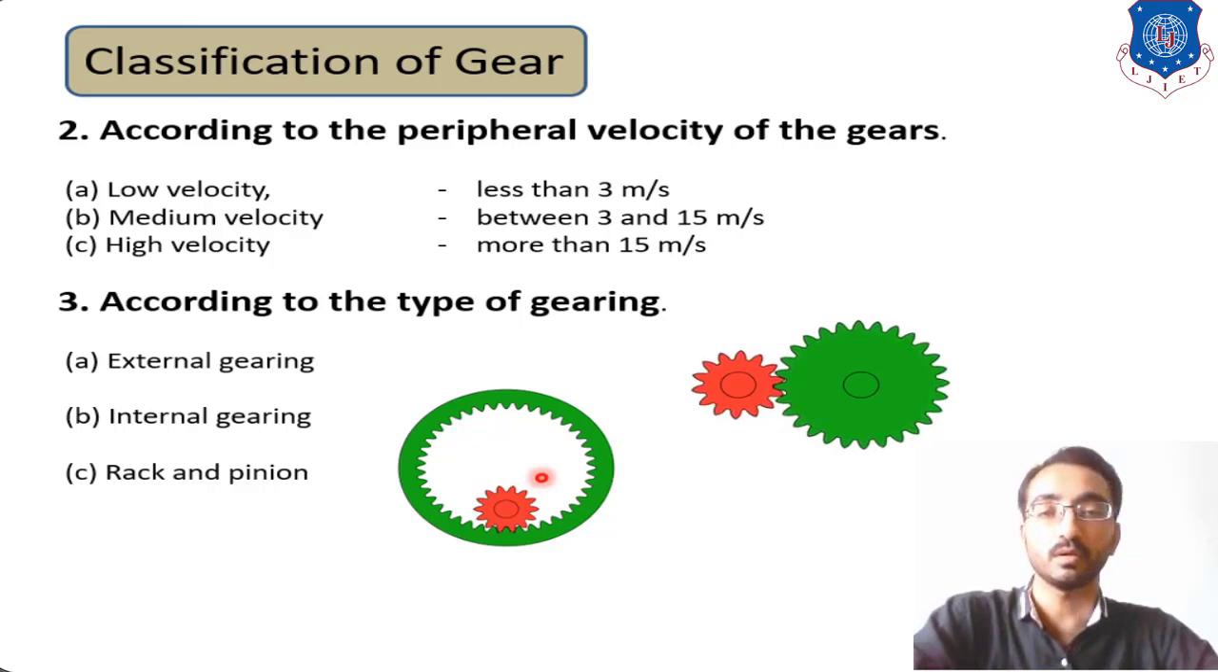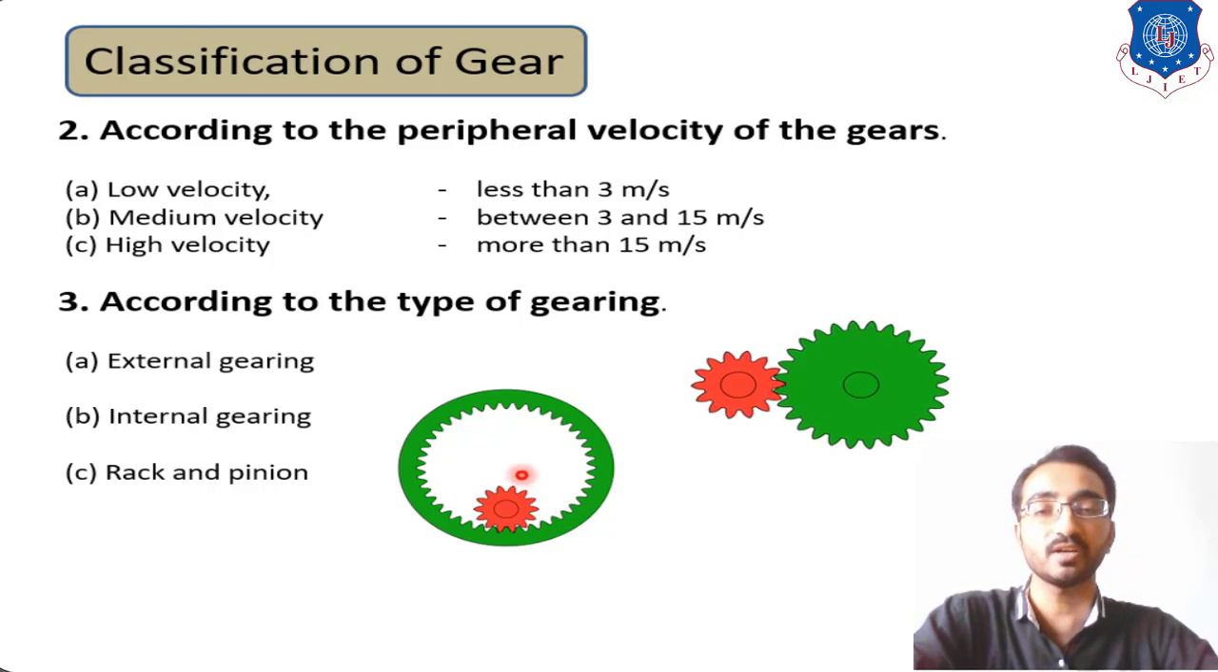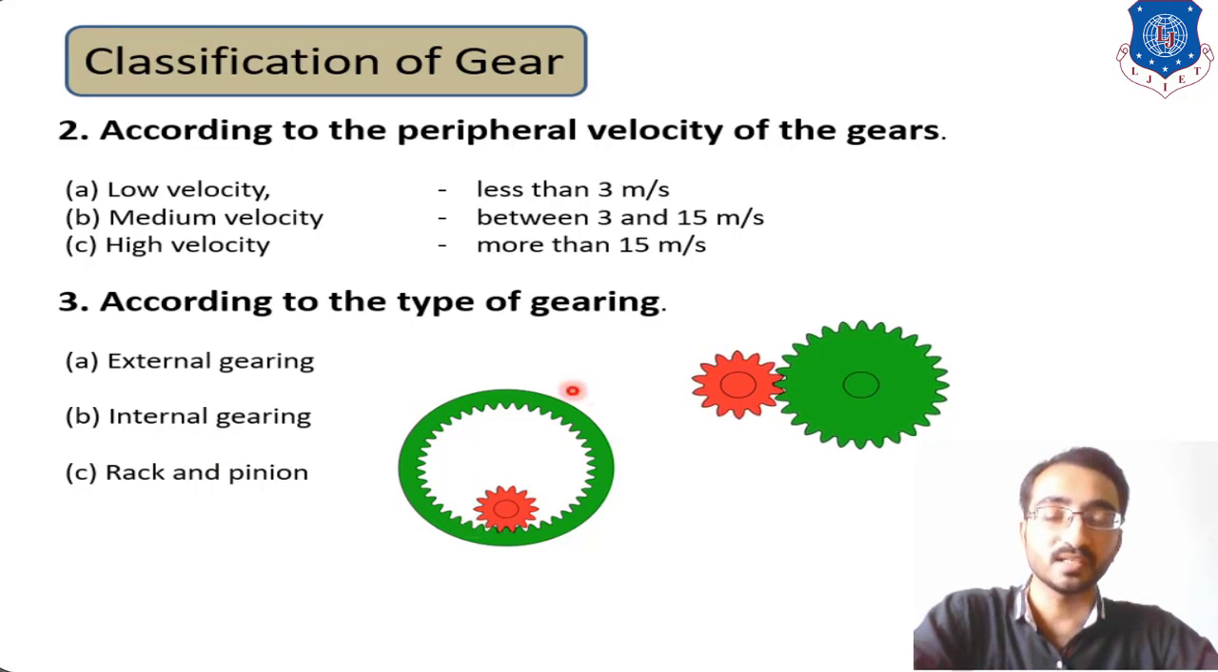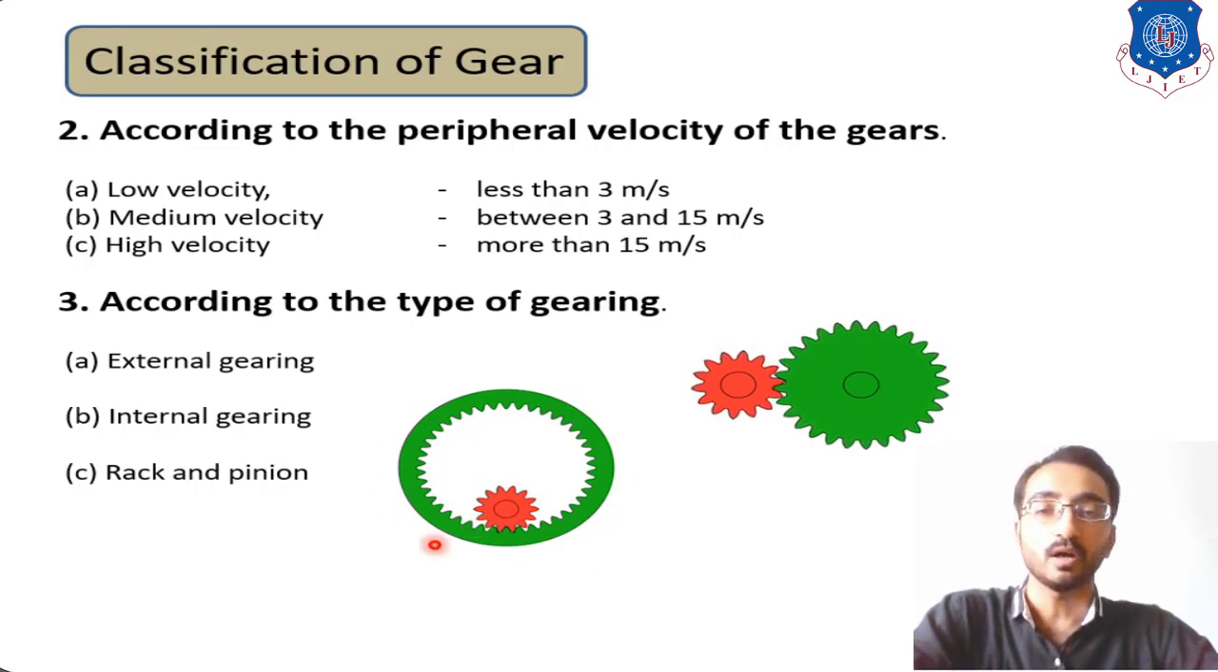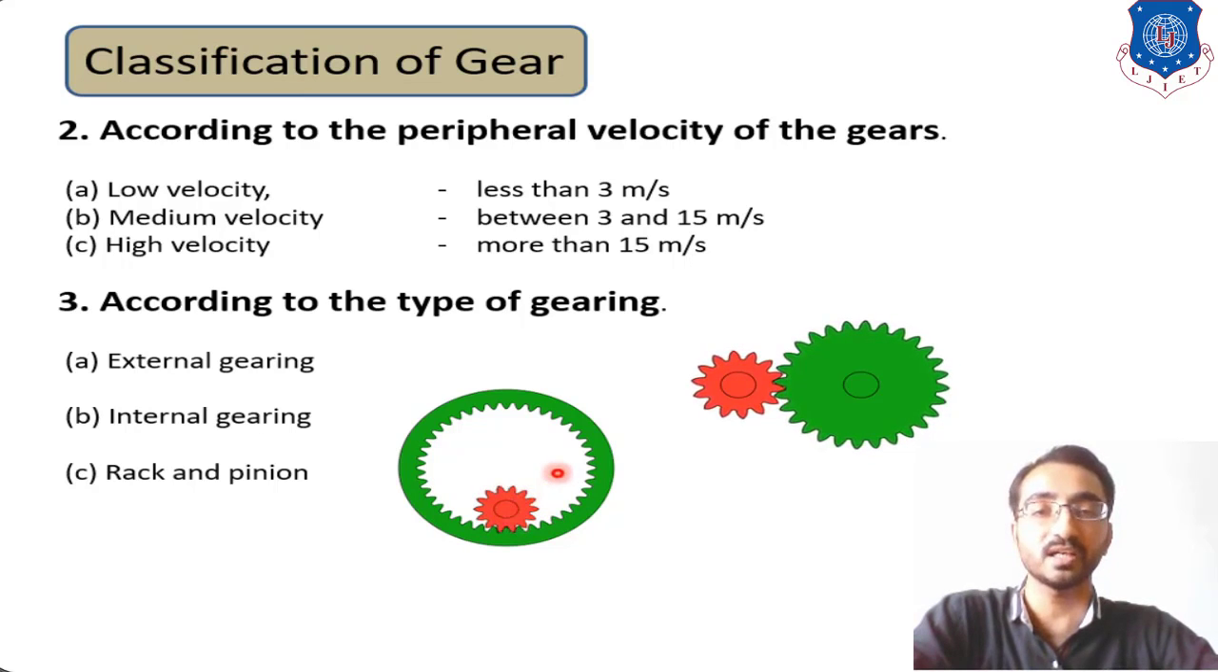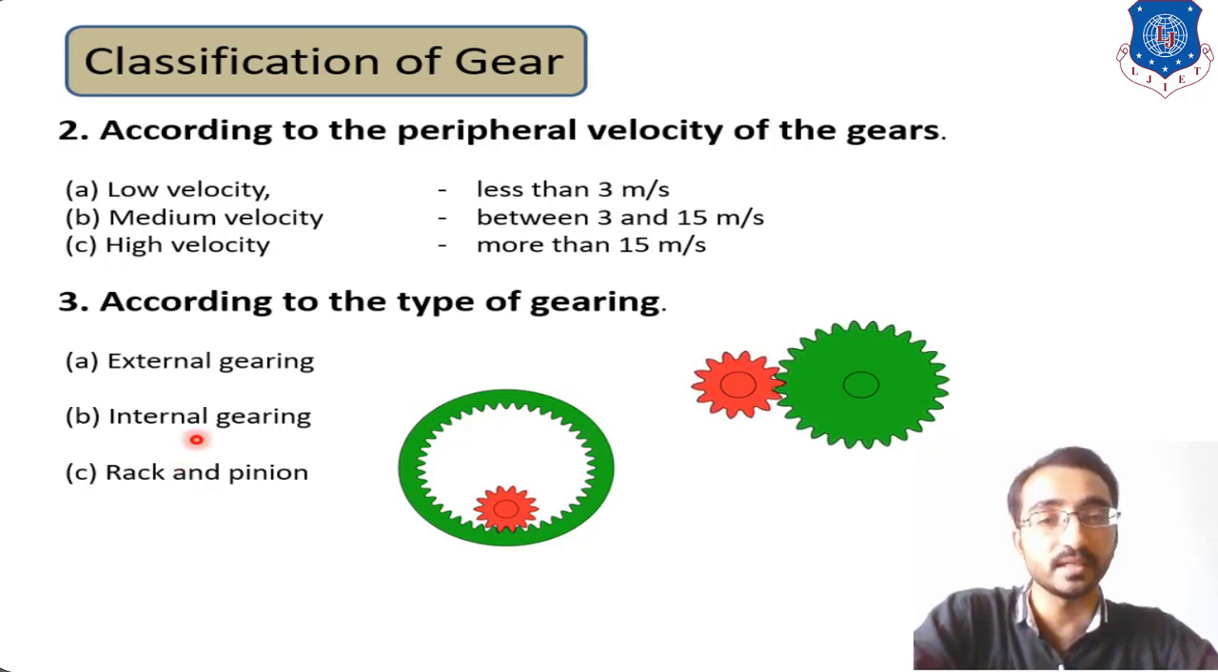Now, if you want to transmit power in such a way, for example, the mechanism used in our wristwatches or in several mechanisms where internal type of teeth are required, in that case we can use internal gearing. The first gear is termed a ring gear, or peripheral gear, where the gear teeth are on its internal side, and the meshing gear has teeth on its outer side. One has external teeth and the second has internal teeth. This arrangement is known as an internal gearing system.